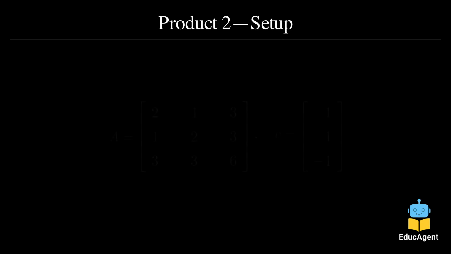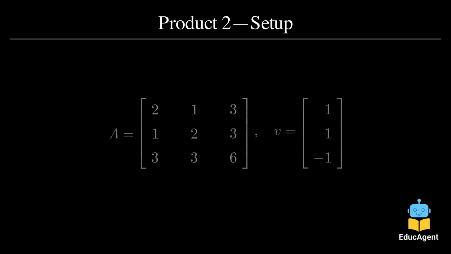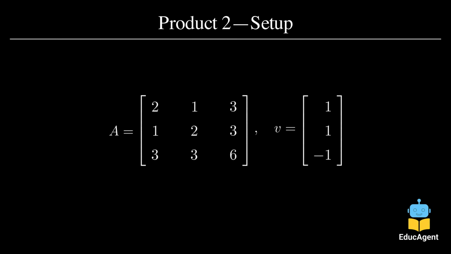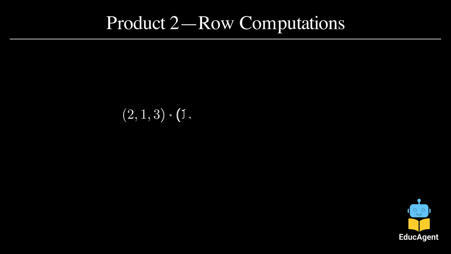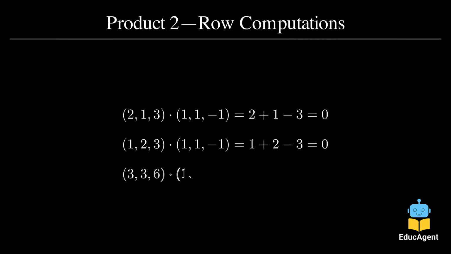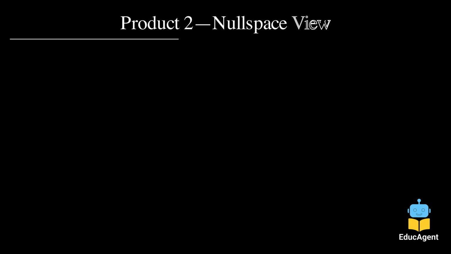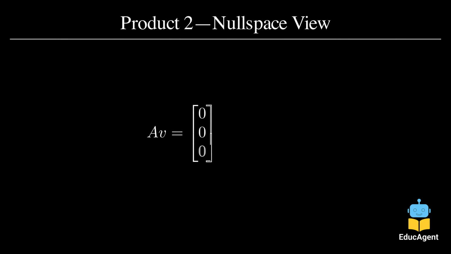Now we multiply a specific matrix by a specific vector V equals 1, 1, minus 1. Each output component comes from dotting one row of A with V. First row, 2 plus 1 minus 3 cancels to 0. Second row also cancels to 0. Third row cancels to 0 as well. All 3 components are 0, so AV is the 0 vector.